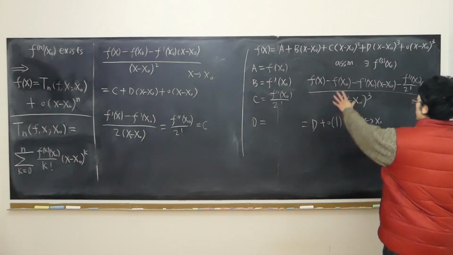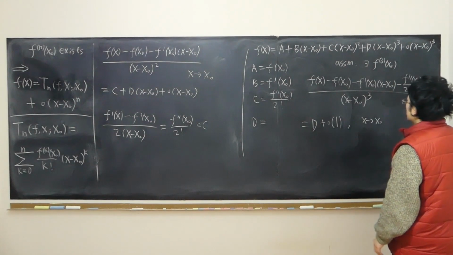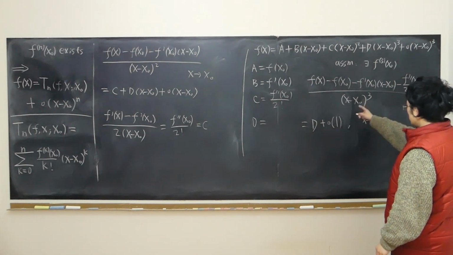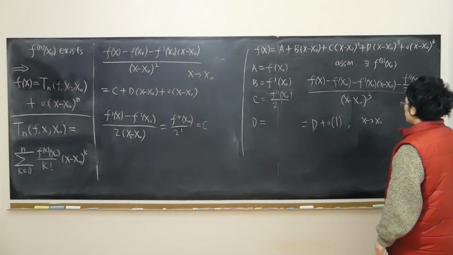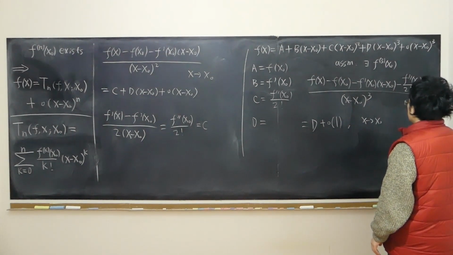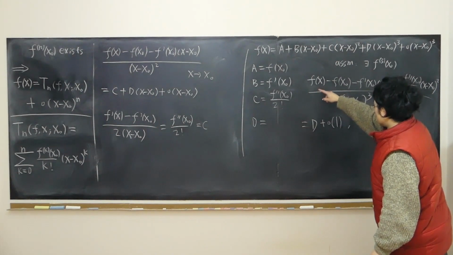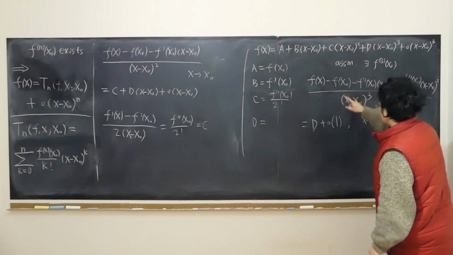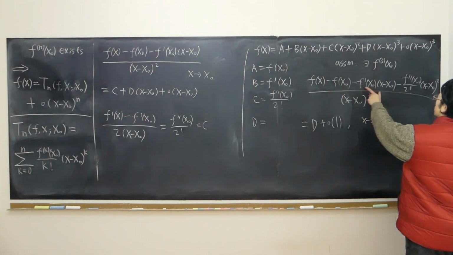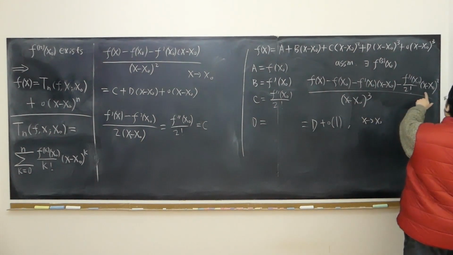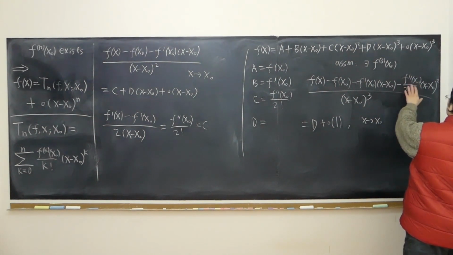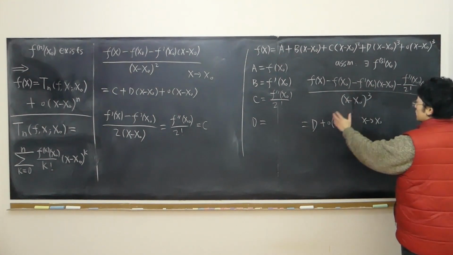Find out the limit of the left-hand side. On the bottom, it still approaches 0. On the top, as x approaches x naught, f(x) approaches f of x naught, minus f of x naught, so this and this cancel out. And this approaches 0, this constant still approaches 0. So we have 0 over 0, an undetermined form.